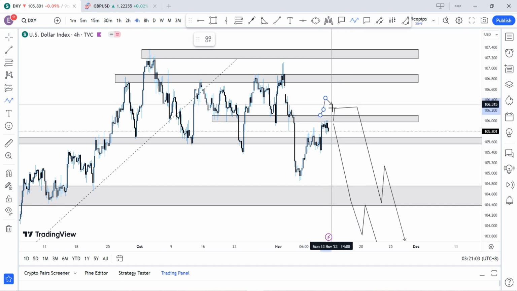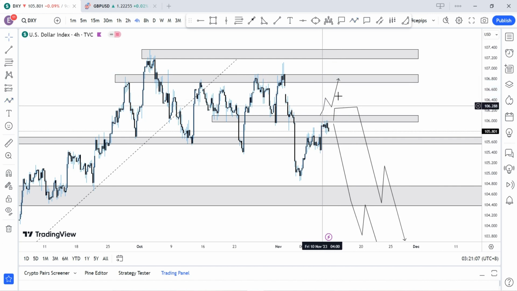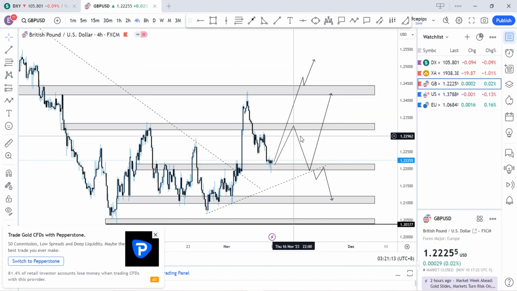Let's see these regions here and start coming back to this region. If we see price do that, a good break of this region, and a continuation of price to retest here, then we might still get a bearish movement on pound USD to the downside.